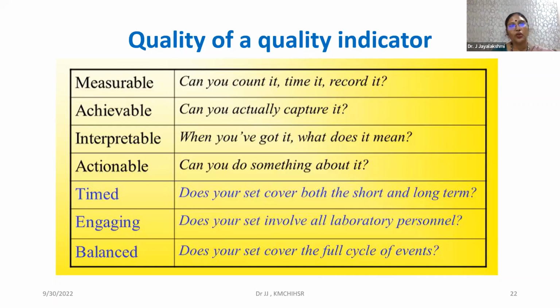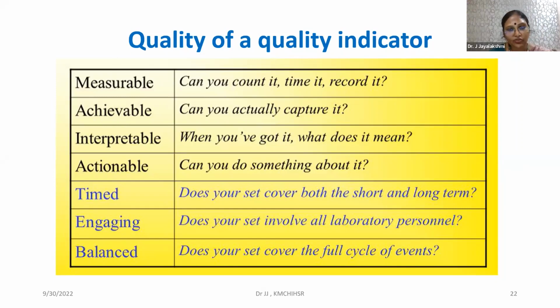Interpretable. Once you get these numbers and you start to capture them, it will not make any sense if you don't make any interpretation of it. When you've got it, what does it mean? Does it mean you're doing well or you're doing poor? Actionable. Once it goes wrong, can you do something to set it right? Is it possible to do that? Then that is a good one.